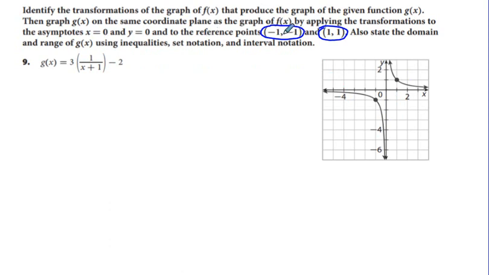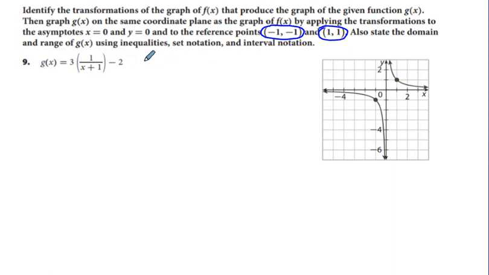These reference points, -1, -1 here in the third quadrant, and 1, 1 in quadrant 1. So let's go ahead and see what happens. We have our first example, first problem, g of x equals 3 times quantity 1 over x plus 1 minus 2.